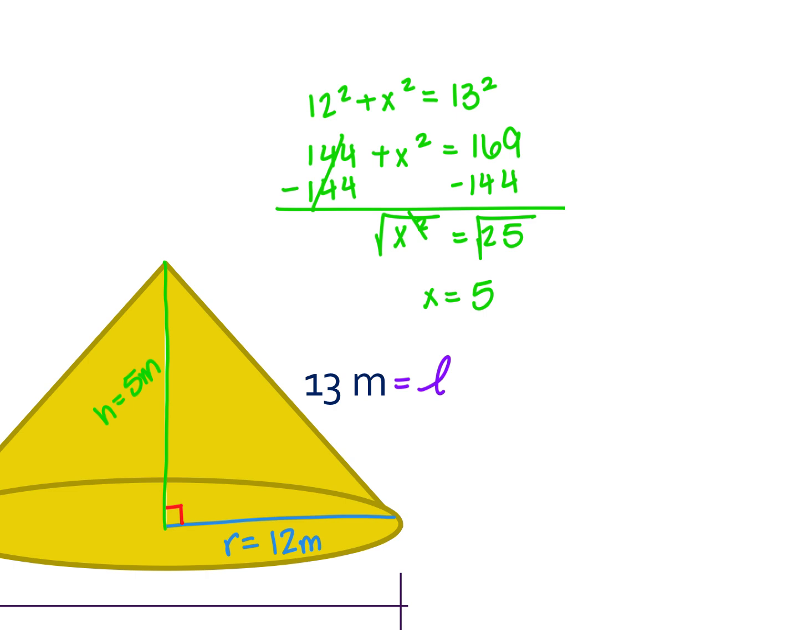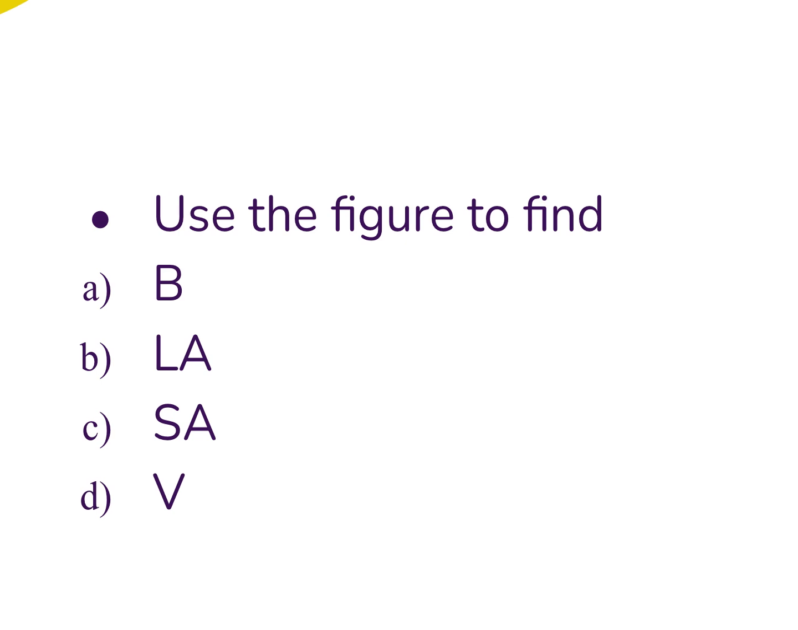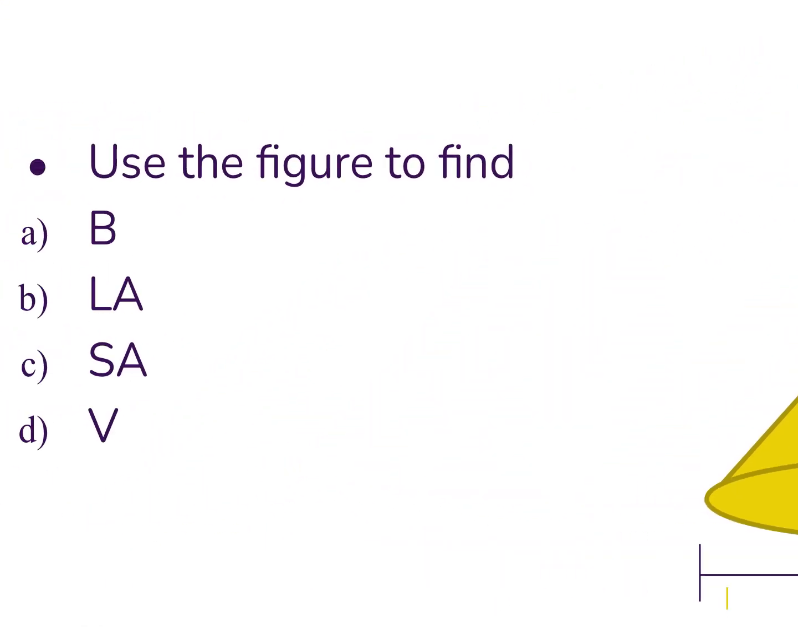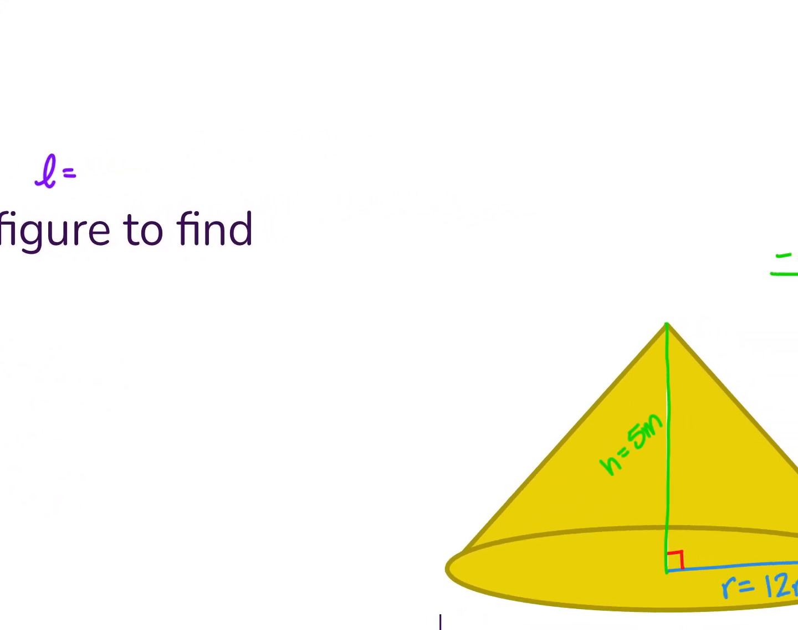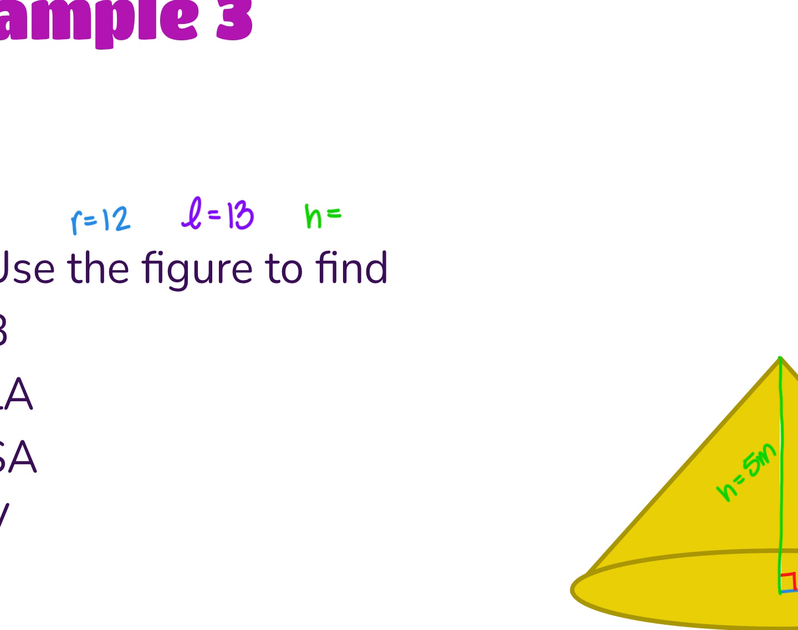Now I can go ahead and start solving for the 4 things they're asking me for. The first one they're asking me for is my base area. I'm just going to go ahead and write down what I had so I'm not going back and forth. My radius was 12. My slant height was 13. And then my height was 5.